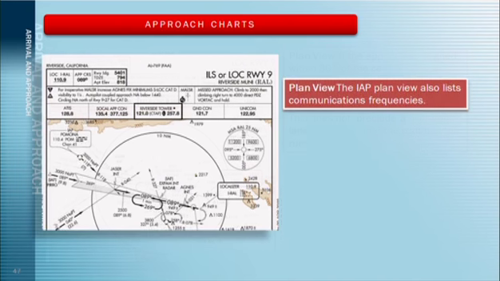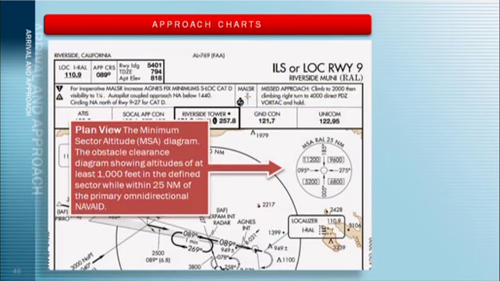The plan view also lists communication frequencies data arranged horizontally from left to right in the order most likely used. The plan view also contains the MSA, or minimum sector altitude diagram. This is the obstacle clearance diagram showing safe altitudes of at least 1,000 feet of obstruction clearance over any obstacle in the defined sector within 25 nautical miles of the primary omnidirectional nav aid.